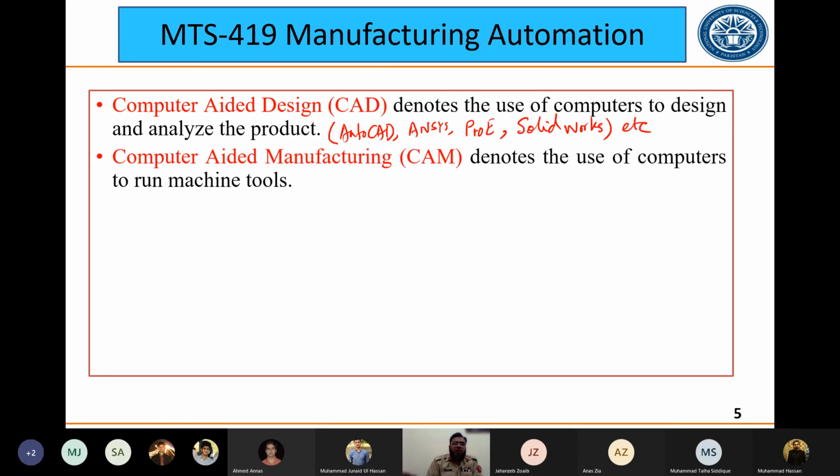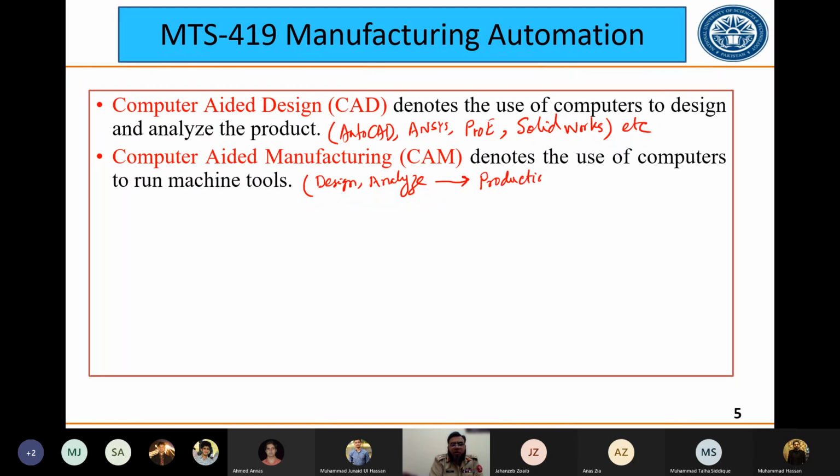Then is the computer integrated manufacturing. So CAM can only be helpful in an automation system when it is coupled with CAD. So this is the use of computers to run machine tools. So what we do actually is that we design, and then we analyze using CAD, and then we go into production.